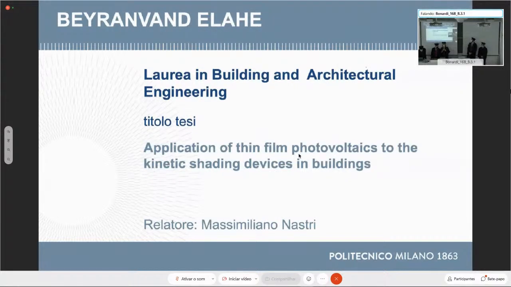Elae Beiranvand, application of thin film photovoltaics to the kinetic shading devices in buildings. At home, right? Maybe he's parking. Elae? Yes, I'm at home. Yes, 95. Congratulations.